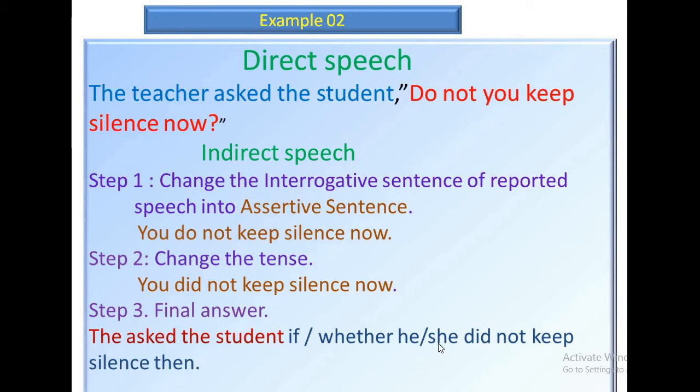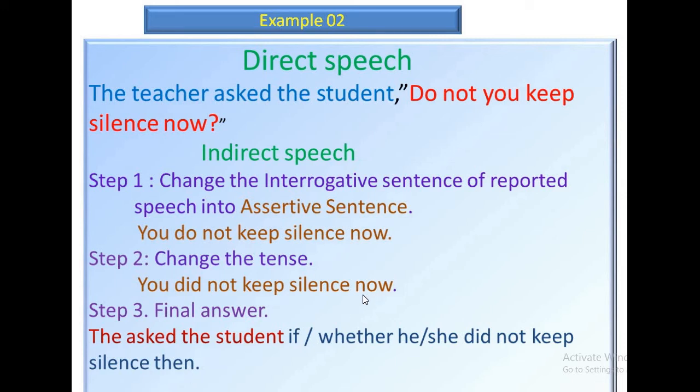I have written here he or she because he or she refers to the student. The student is the common noun. It may be feminine gender or masculine gender. The teacher asked the student if or whether she or he did not keep silence then. It is the final answer. Now is changed to then.